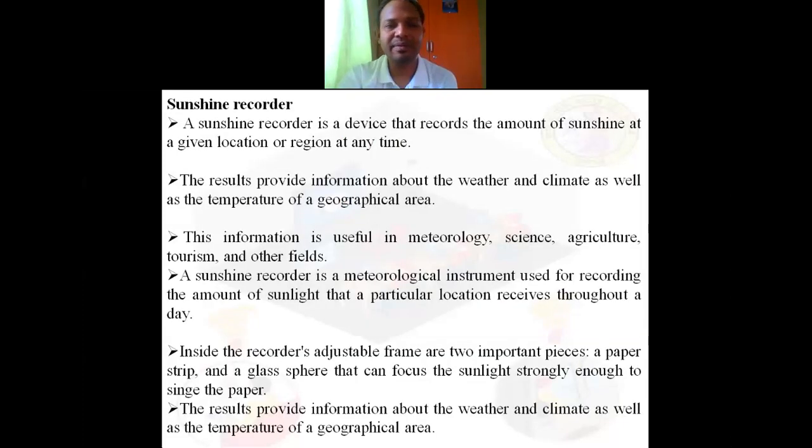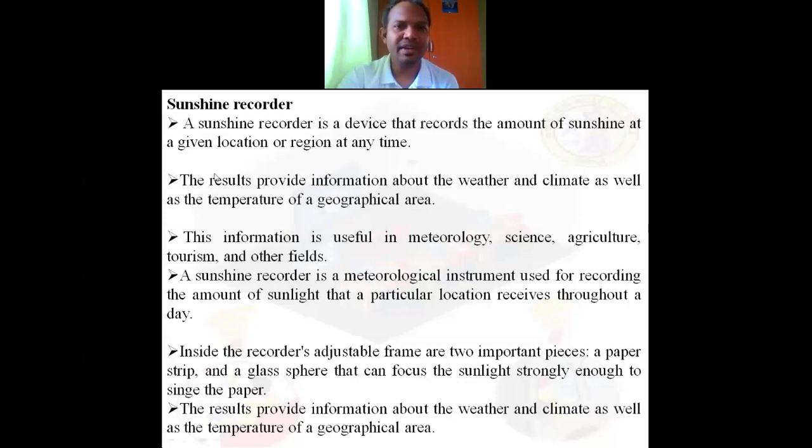Now, the third one, as per your syllabus, there are only three, and this is the third one, the sunshine recorder. This is the one which records the amount of sunshine at a given particular place. That is what we call a sunshine recorder. Pyranometer is the one which measures the diffuse radiation. Pyrheliometer is the one which measures beam radiation, and the sunshine recorder is the one which measures the sunshine.